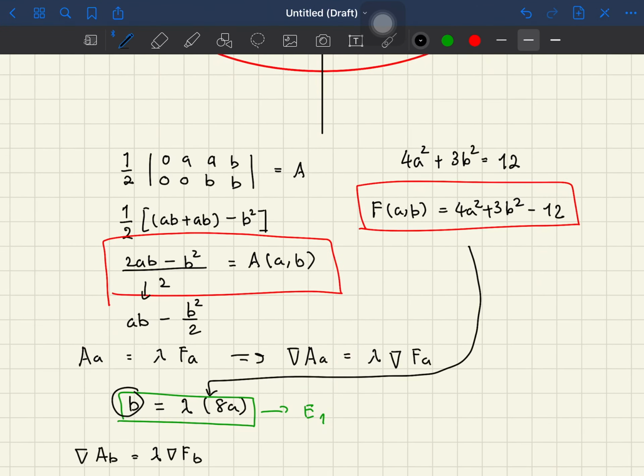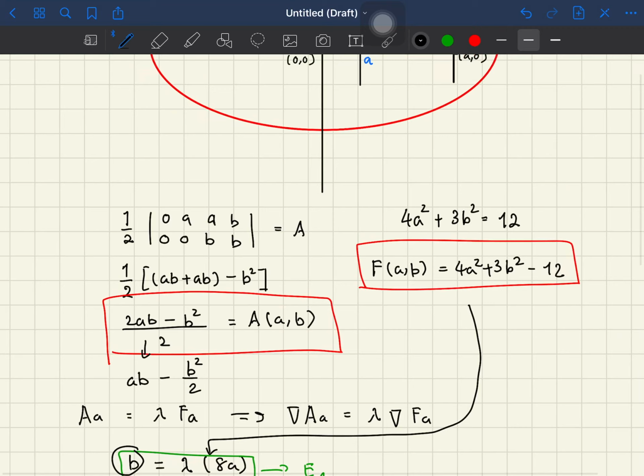And then you can just use coordinate geometry to find the area of the green trapezium. You will get the left one, the red one, A(a, b), which is equal to ab minus b squared over 2. And then F(a, b) equals the constraint.